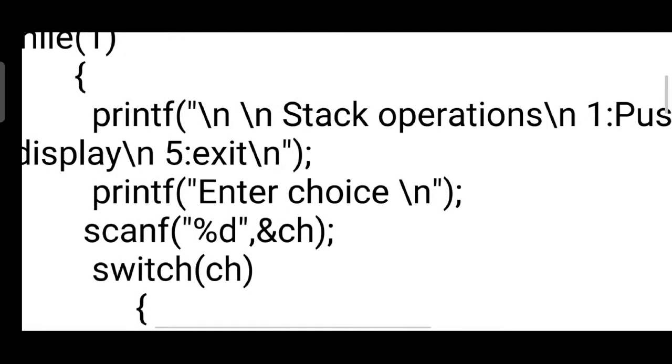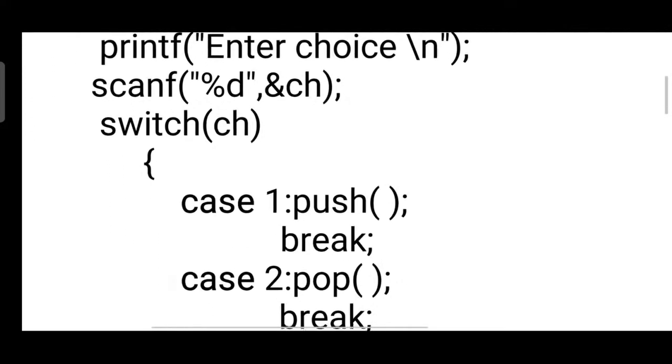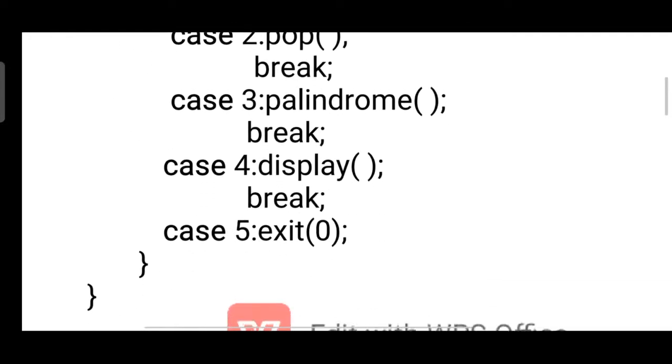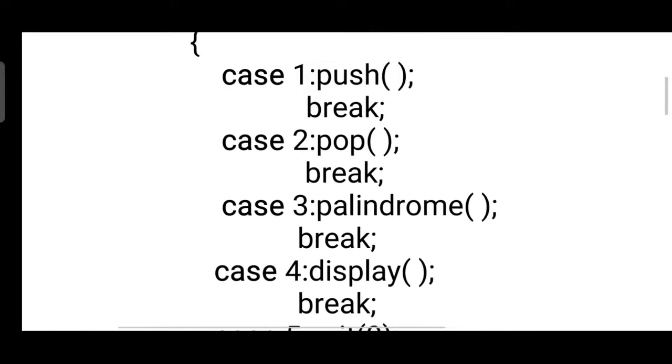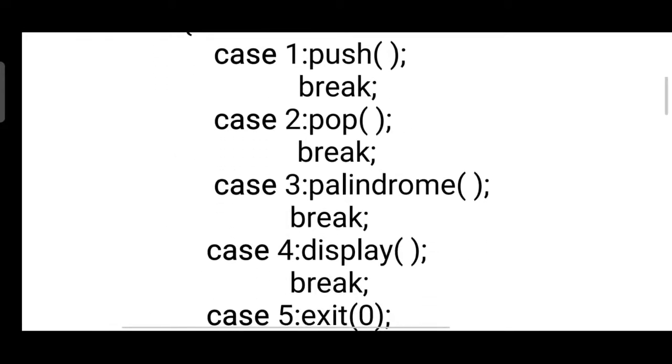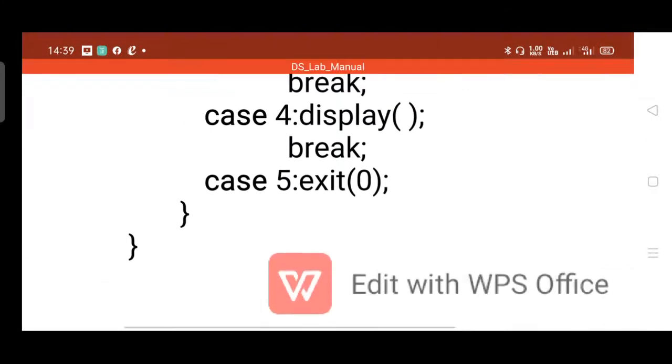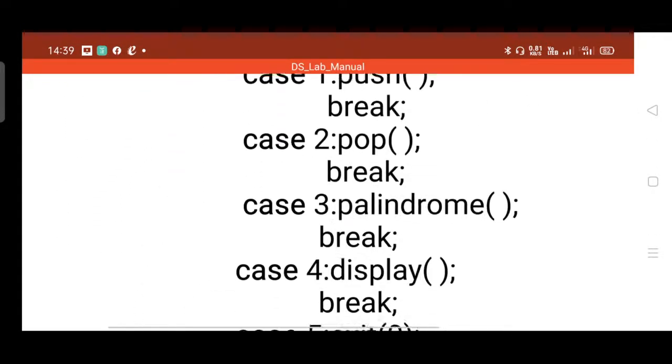Enter the choice. You can go with any choice: scanf, %d, and ch. Switch with the ch, that is the choice. Push, pop, palindrome, display, and exit. These are the different functions we are making a call to. From each case, the same strategy which we followed in the previous example. Please follow the previous example. Those who have not watched that previous video properly, watch it again. The same strategy we are following, right? End of switch case, end of the while loop, and end of the main function.